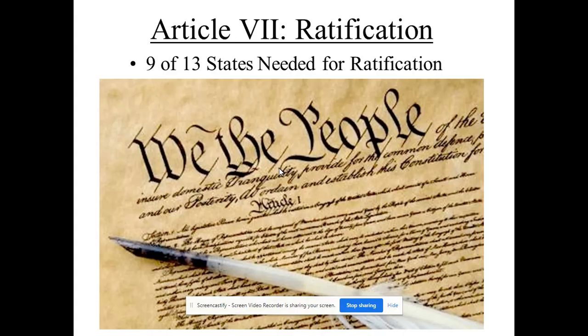It was New York and Virginia, because remember, they were some of the most powerful, most wealthy states, and they knew that it wouldn't survive without them. But that's it, Article 7. So remember, there are 7 articles, and that is all for now.